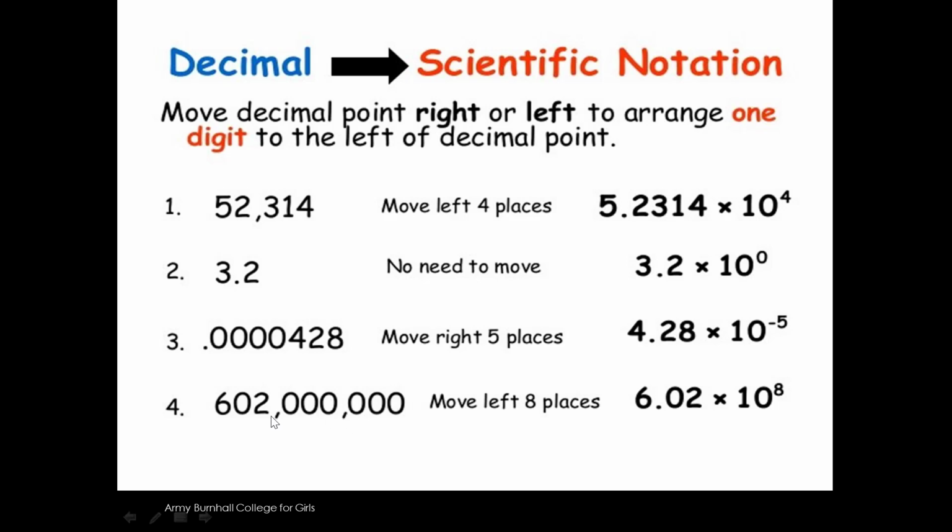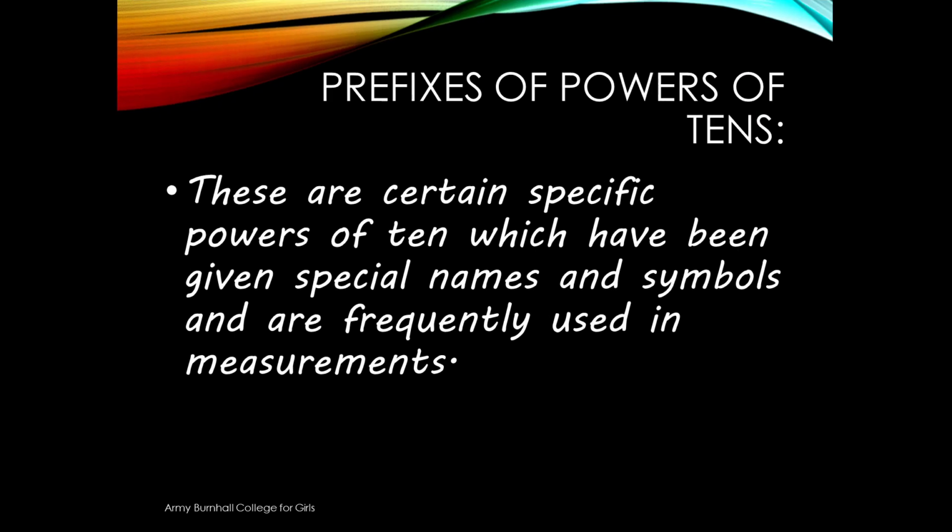Okay, so if we are having this number 602000000, we have to make one non-zero digit before the decimal. We will move the decimal 1, 2, 3, 4, 5, 6, 7 and 8 places to the left. So we will write it as 6.02 into 10 raised to power 8. So we can convert any number into scientific notation to make it simpler.